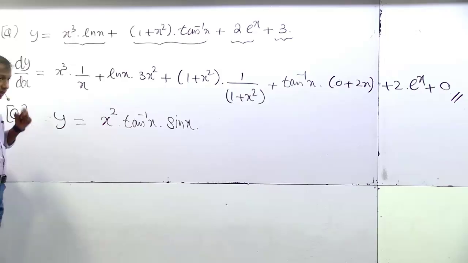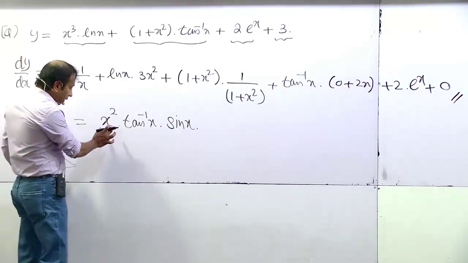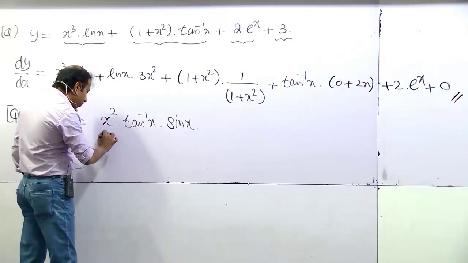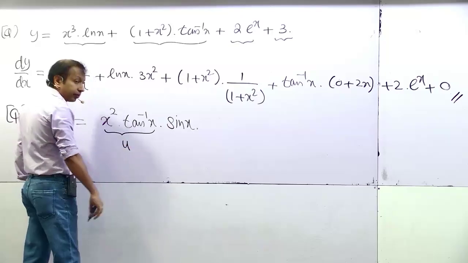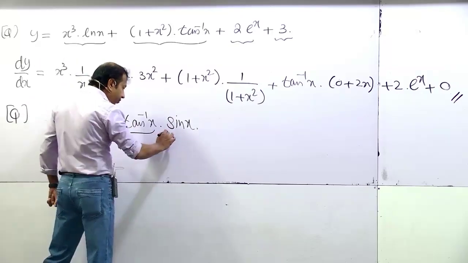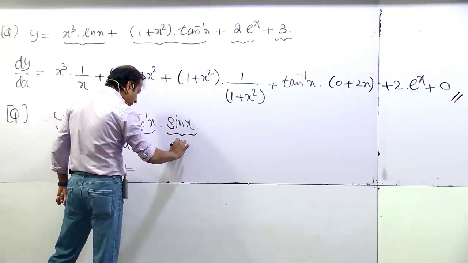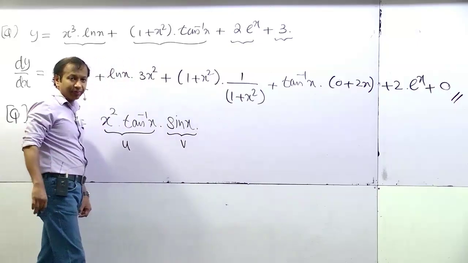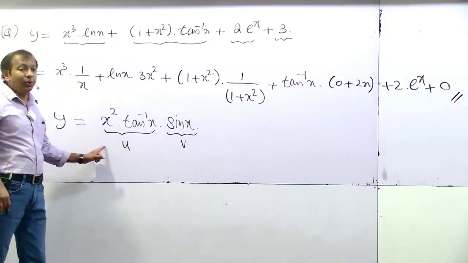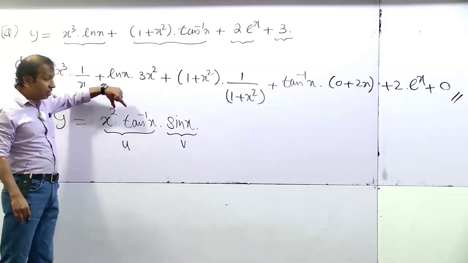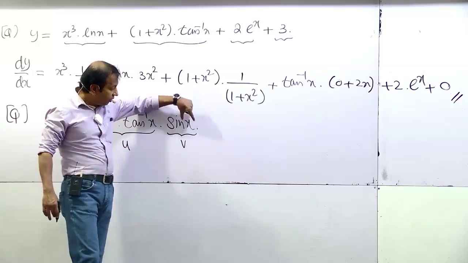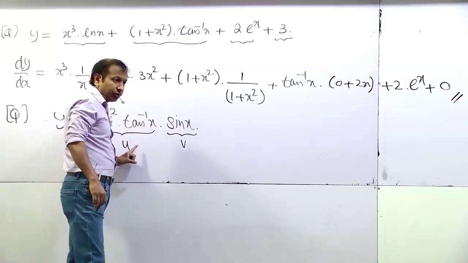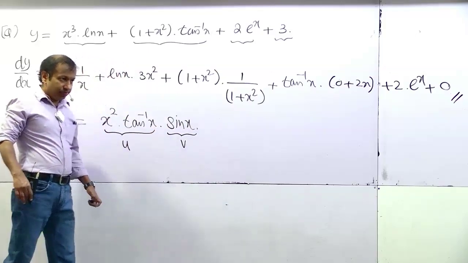Here we think it like this. This x squared and tan inverse x we take as one function, u. This we take as another function, v. Then we apply u into v. First we keep this the same and multiply that by the derivative of this, plus this the same and multiply that by the derivative of this. Now start.